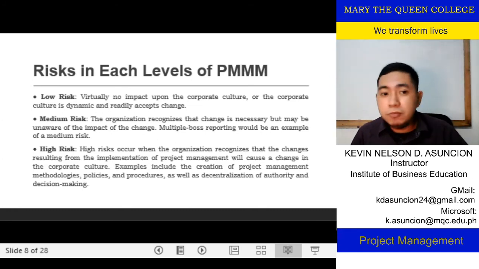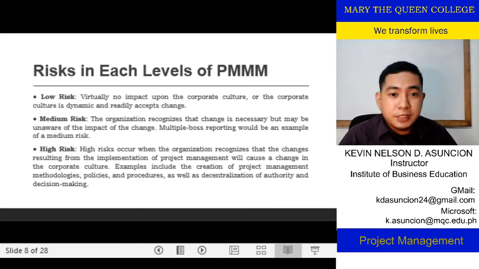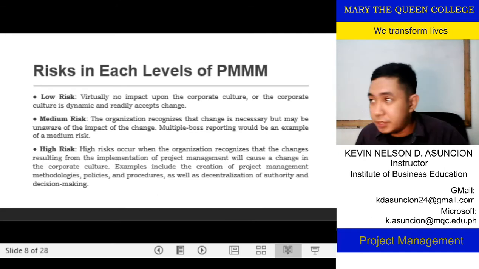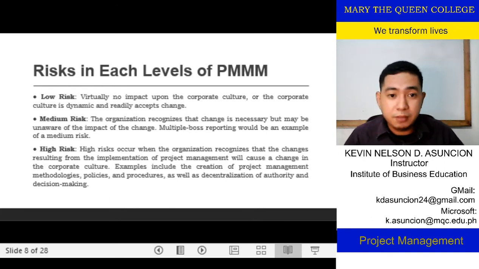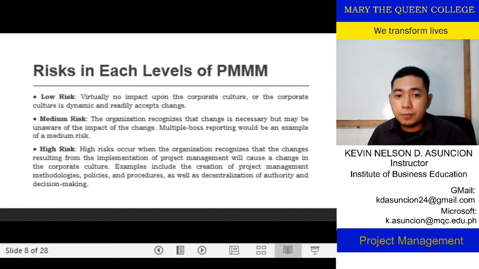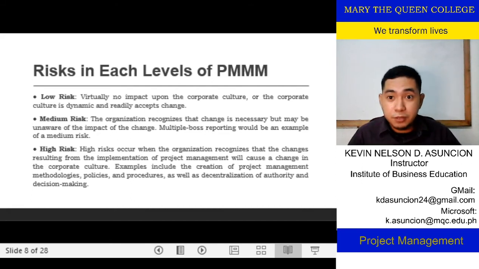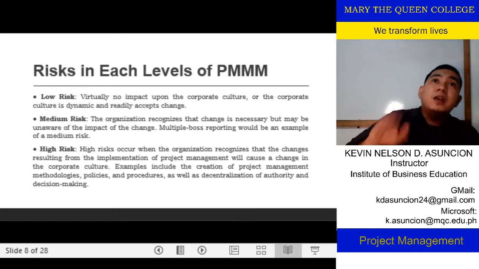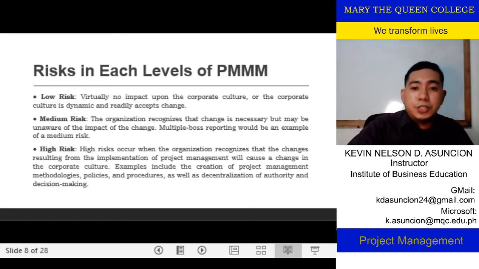There will be medium risk if the organization recognizes that change is necessary but may be unaware of the impact. So ibig sabihin, hindi mo alam kung anong pwede mangyari, no? Okay, just like multiple boss reporting would be an example of a medium risk. You might not know what will happen if you develop that part in project management.